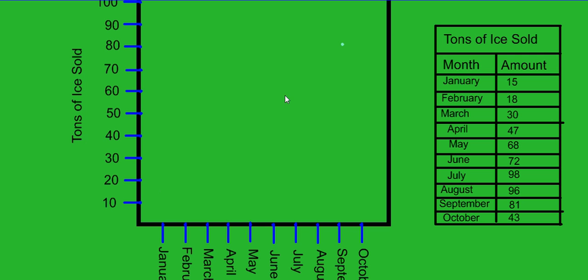The next thing we want to do is find each number that corresponds with a date, and you want to plot those points. Go ahead and do so on your own. Pause the screen, and when you return, we'll go over what you should have come up with.